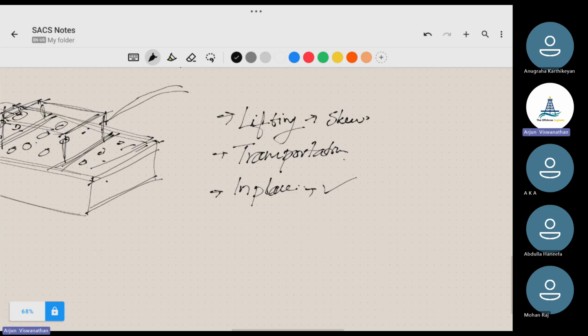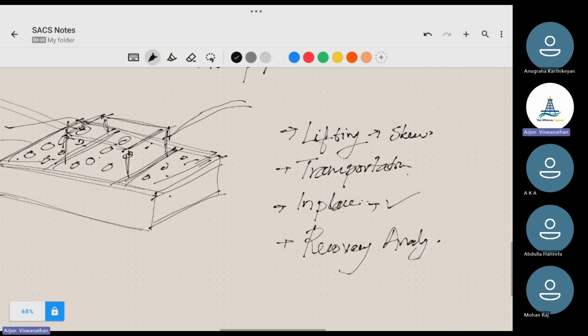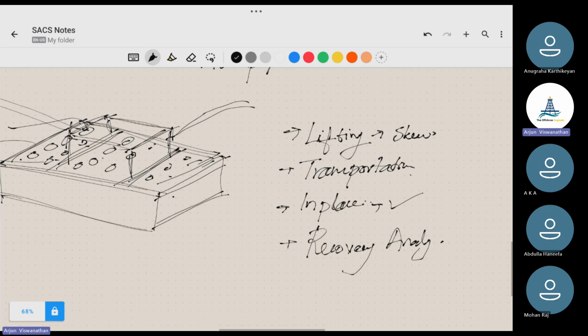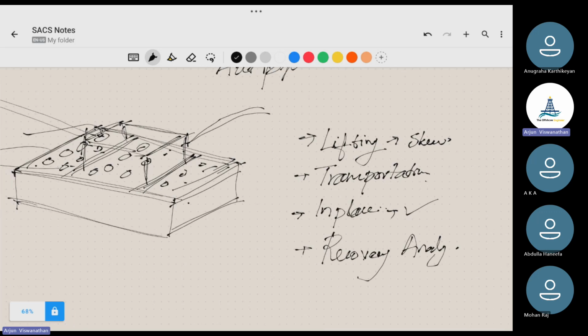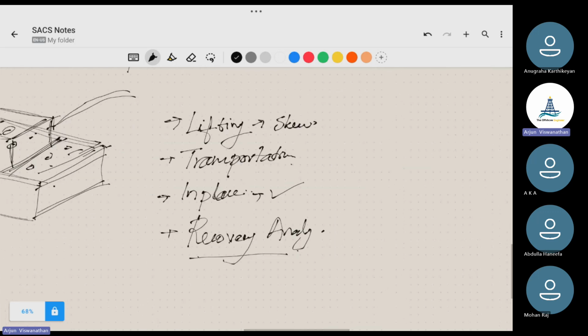Then another analysis we need to do is the recovery analysis. Why do we need a recovery analysis? Because as per international protocol, once the lifetime of the structure ends, we cannot just abandon the structure over there. We need to retrieve it from the seabed and bring it back. So we need to do a recovery analysis as well. So we will be doing these four analyses.